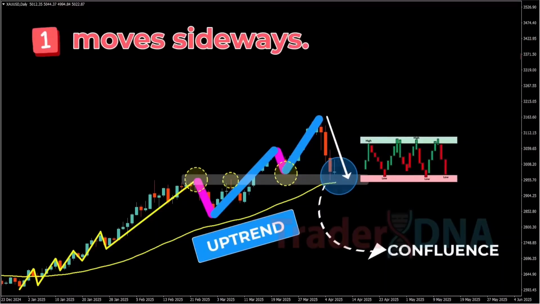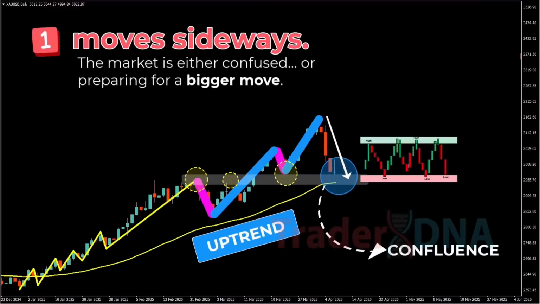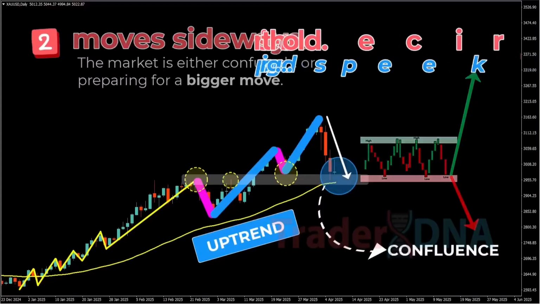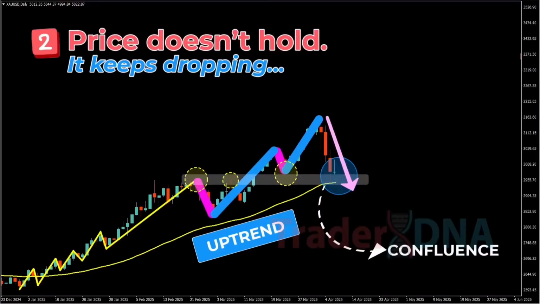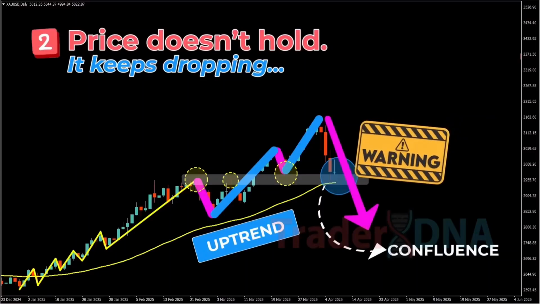No direction, no clear movement, it's just consolidating. That means the market is either confused or preparing for a bigger move. And that move could be up or down, you don't know yet. Scenario number 2. Price doesn't hold, it keeps dropping, breaks below the support, breaks below the EMA 50, and continues down. Now that's a warning, because that could mean the trend is shifting from bullish to bearish. And to confirm that shift, you'll need deeper market structure analysis.